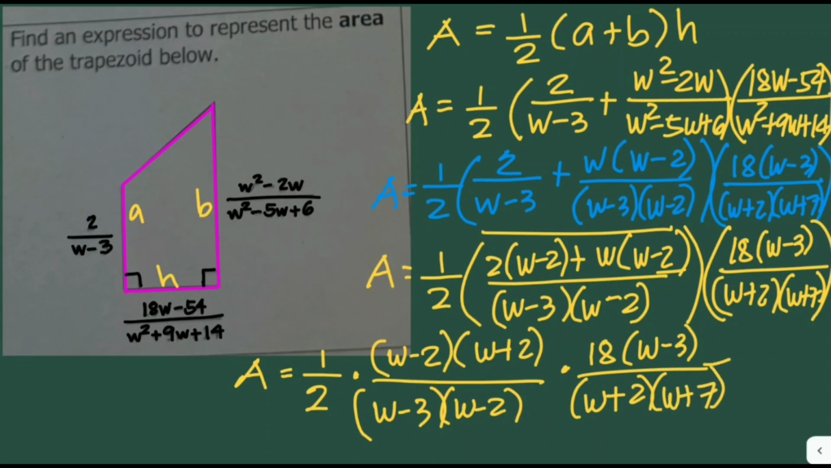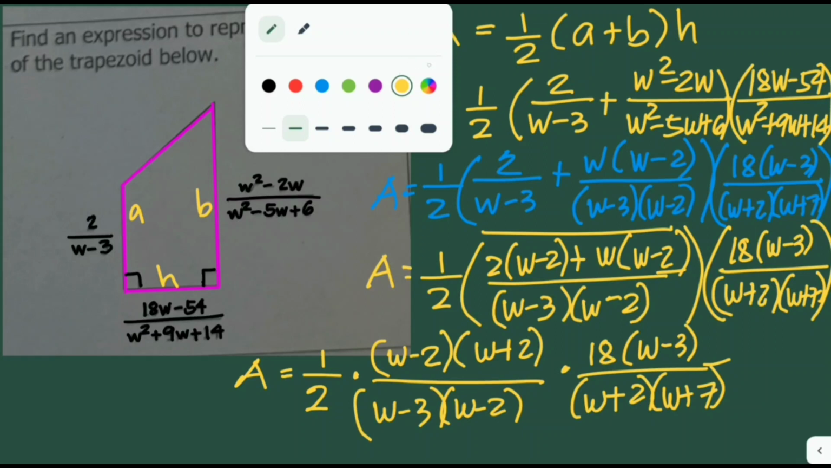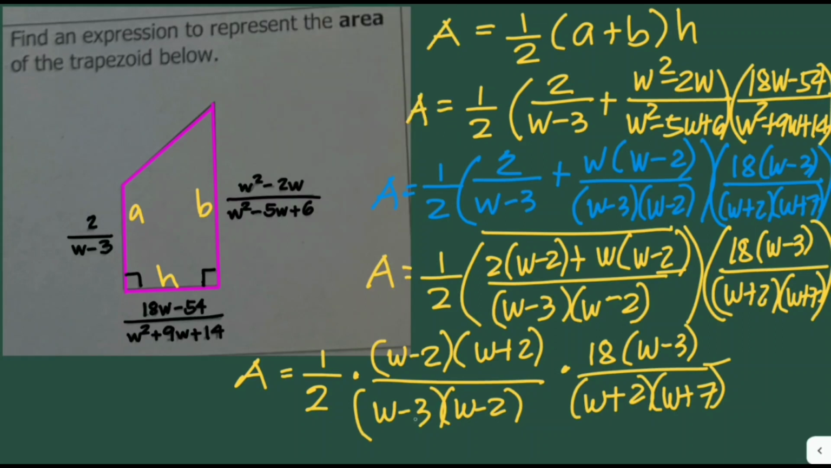And then we can cancel out w minus 2, w plus 2, and w minus 3. And 18 divided by 2 is just equal to 9. Therefore, our area is just equal to 9 over w plus 7.